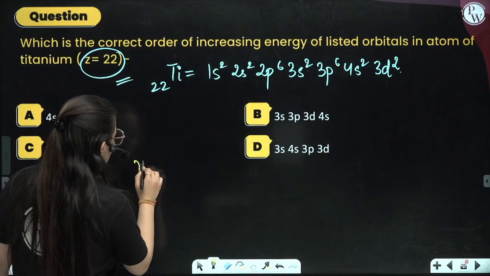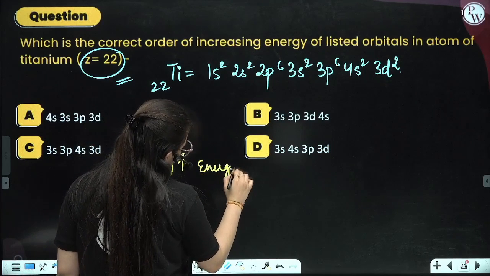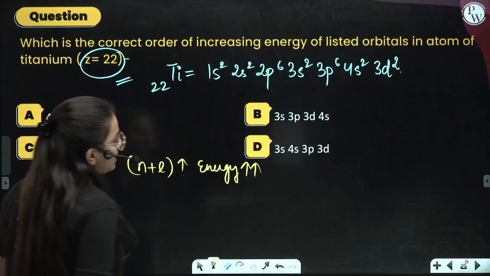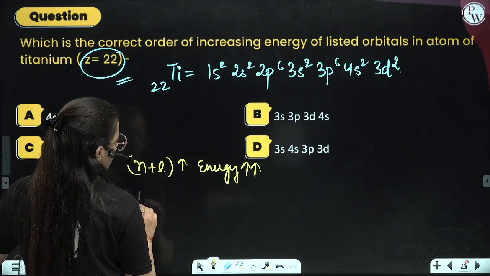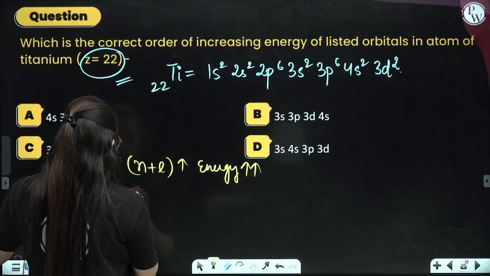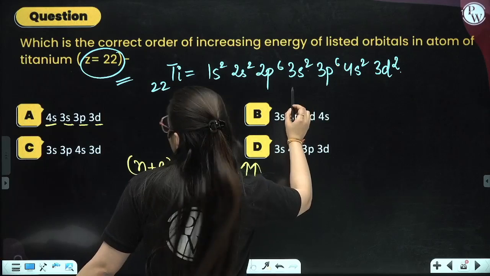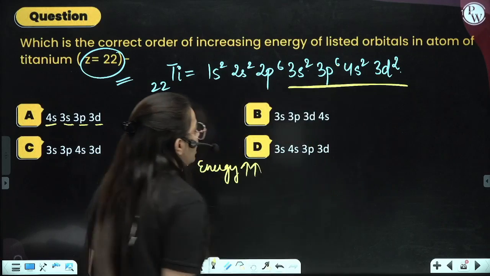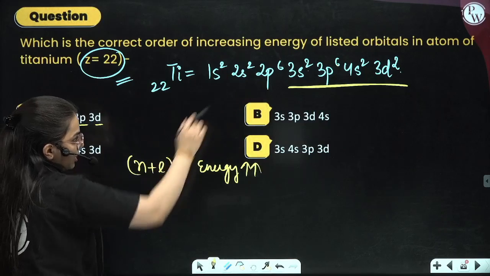See, the more the value of n plus l, the more is the energy. So first of all, we'll do it for everyone. They have taken 4s, 3s, 3p, 3d. They have taken from these values. They have not included the others, so they have told with that.